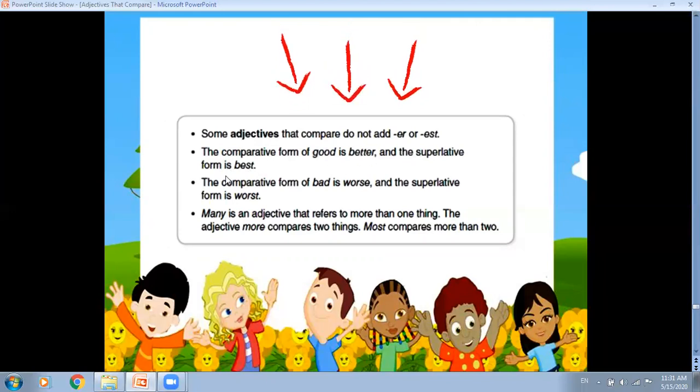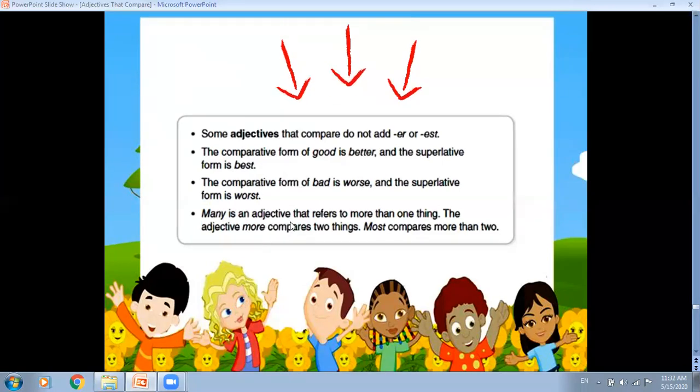Good, better, best. What about the comparative form of bad? It is what? Worse. And the superlative form is worst. So bad, worse, worst. You have to study them. Good, better, best, bad, worse, worst. Okay? I use better when I'm comparing two nouns, and I use best when I'm comparing three or more. I use worse when I'm comparing two nouns, and I use worst when I'm comparing three or more nouns. Deal?